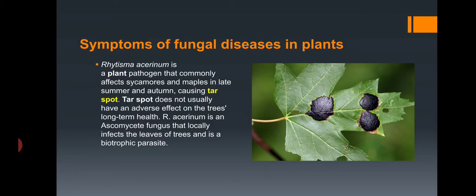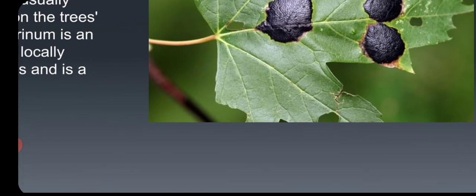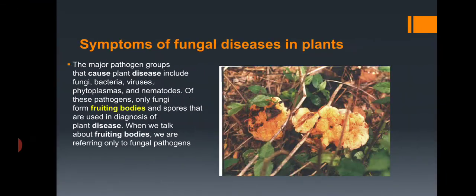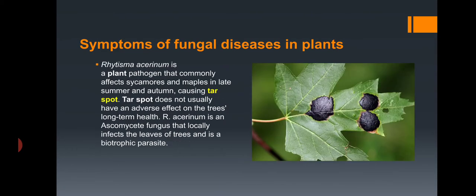Then tar spot. See this leaf spot, it looks exactly like drops of tar. The tar spot is caused by the fungus Rhytisma acerrimum, a plant pathogen that commonly affects maples. This particular leaf is a maple leaf, and it is not common in our area.